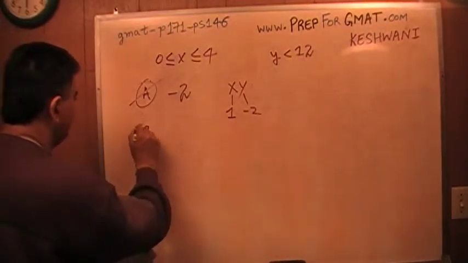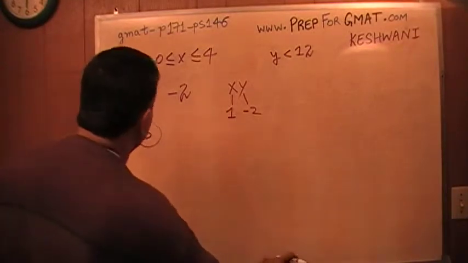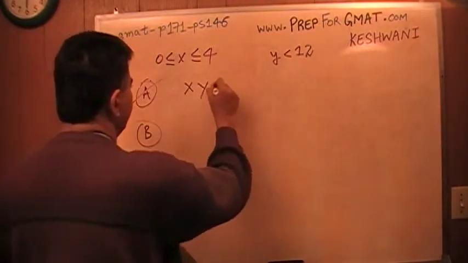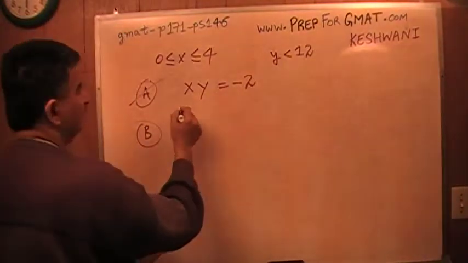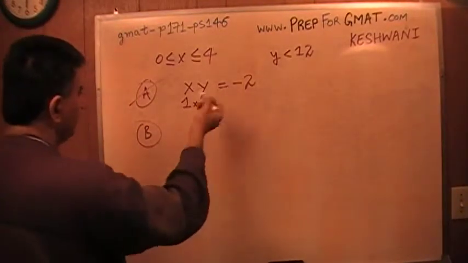Let's take a look at B. B says, let me write it a little bit differently here. Can x times y be negative 2? To which the answer is yes. x could be, as I told you a little while ago, 1, y could be negative 2, and that would work.